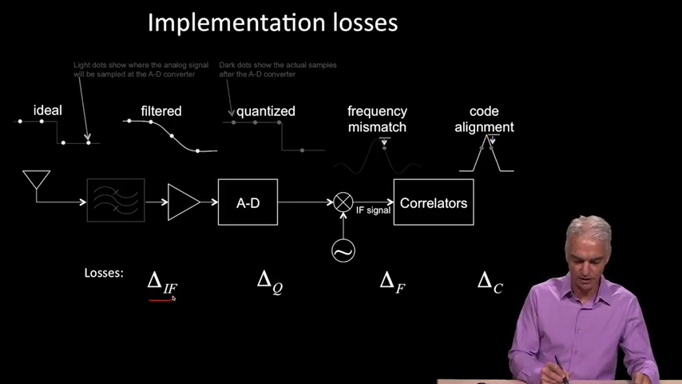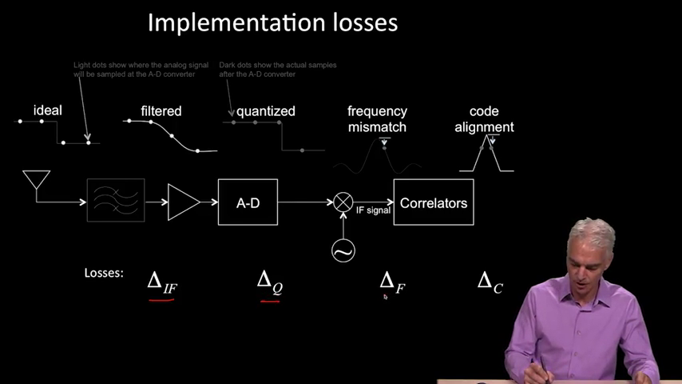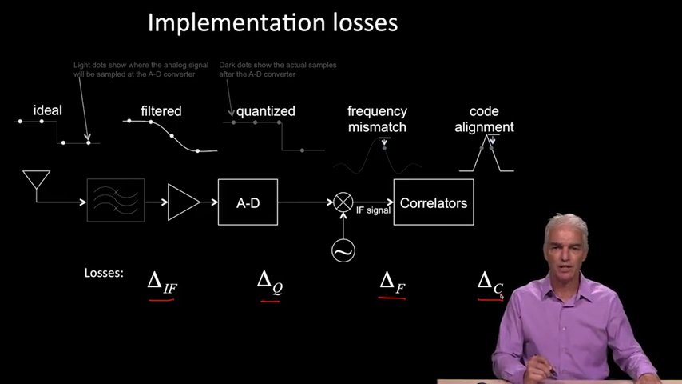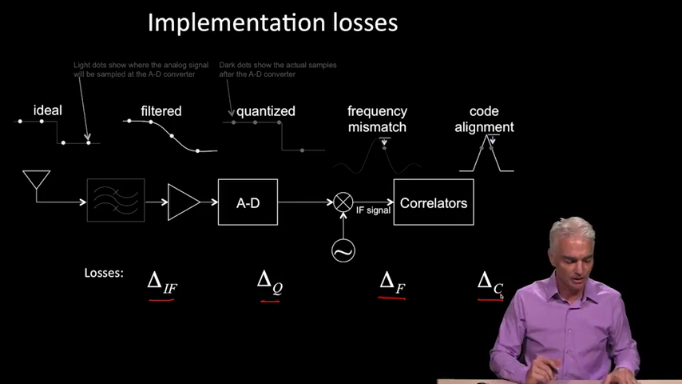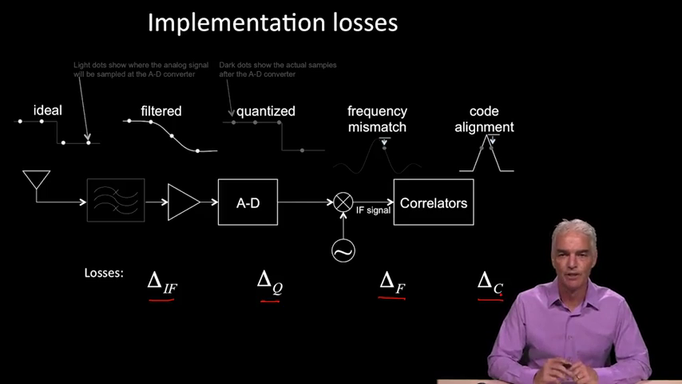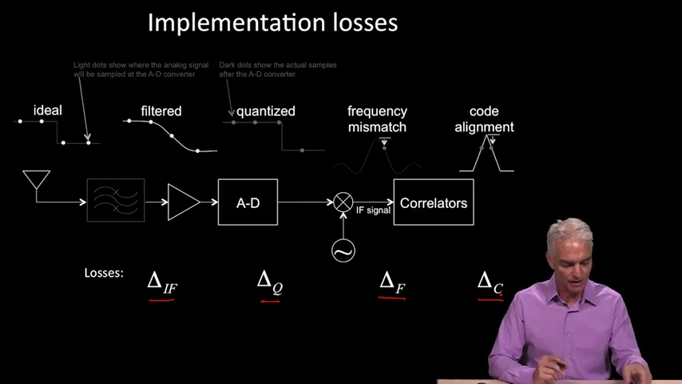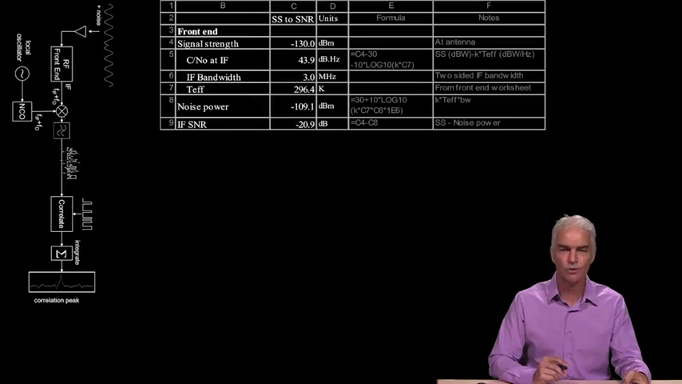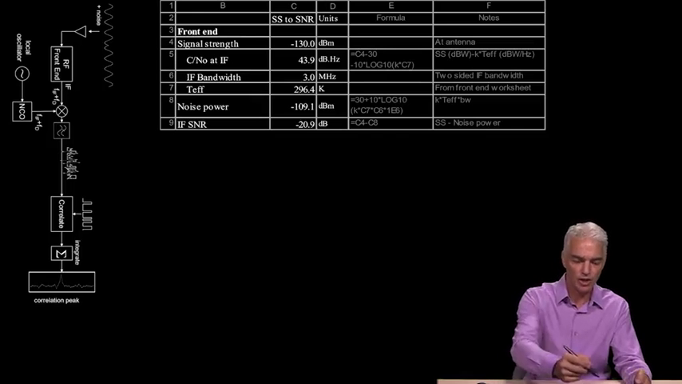The filtering loss at IF frequency, the quantization loss, delta Q, the frequency mismatch loss, and the code alignment loss. All of those together account for all the real life losses that we have, and then we can correctly do the analysis of the whole chain of the receiver.